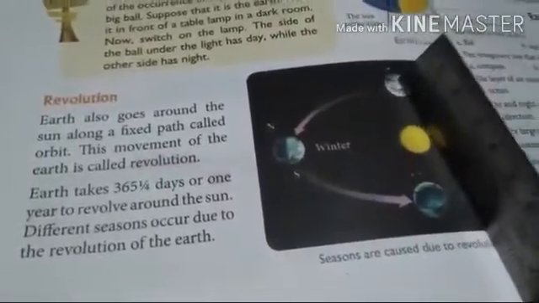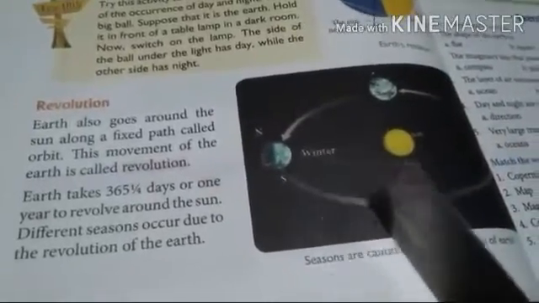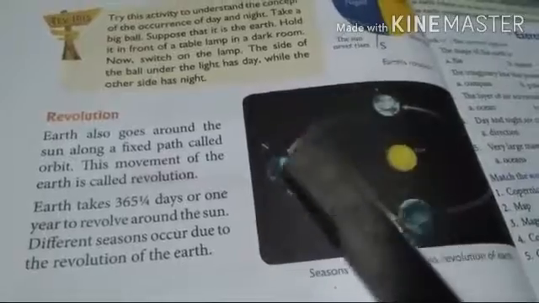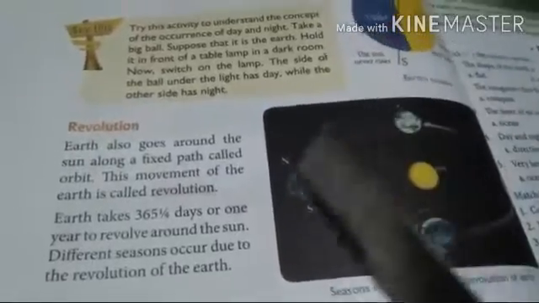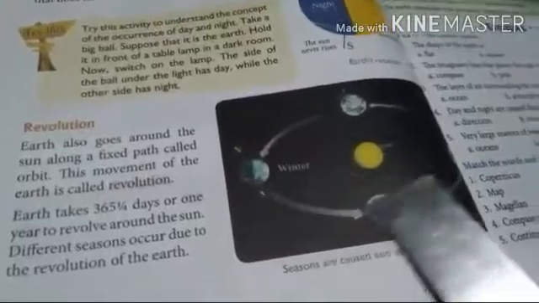It keeps on spinning means rotating. Along with that, it will move around the sun also. A full circle of the sun it will make. Suppose it is starting from here. So it will move and then it will reach here again. And this is called what? This movement of the earth is called revolution. And along the fixed path it will move.